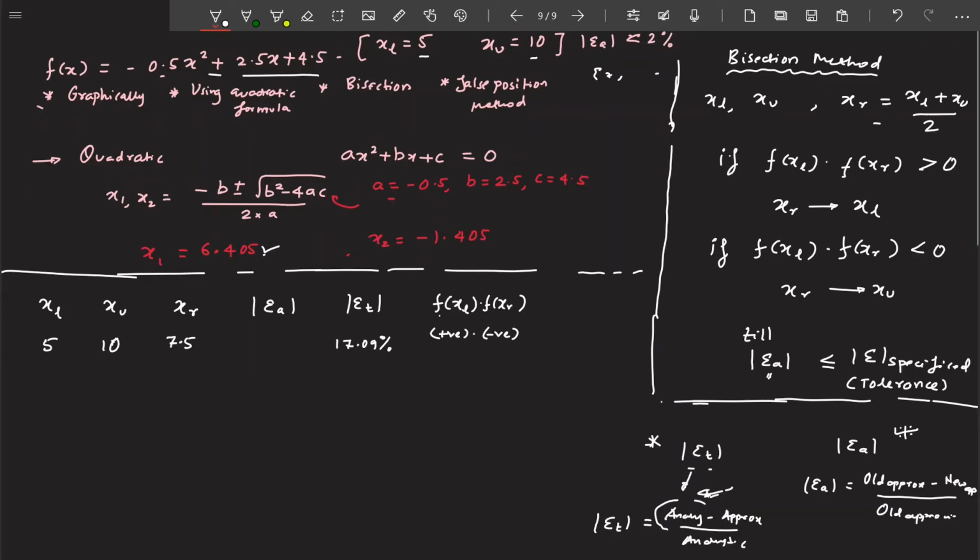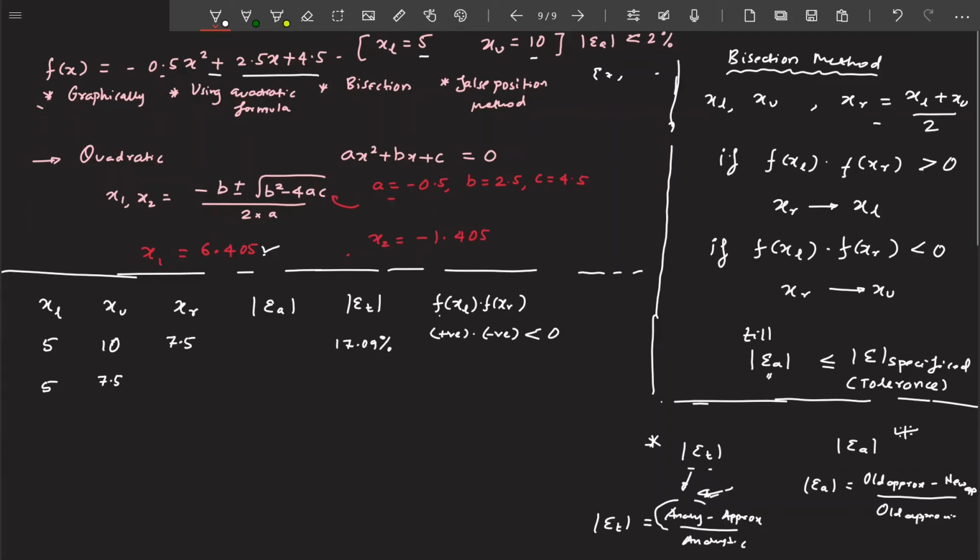So the product, positive times negative, comes out to be what? Negative. Negative means it's less than 0. So whenever it is less than 0, what is going to happen? For the next iteration, your XR will become your XU. So this will become 7.5. And rest everything is going to be the same. When I say rest everything, I'm talking about XL. So I'll just copy down the value of XL.